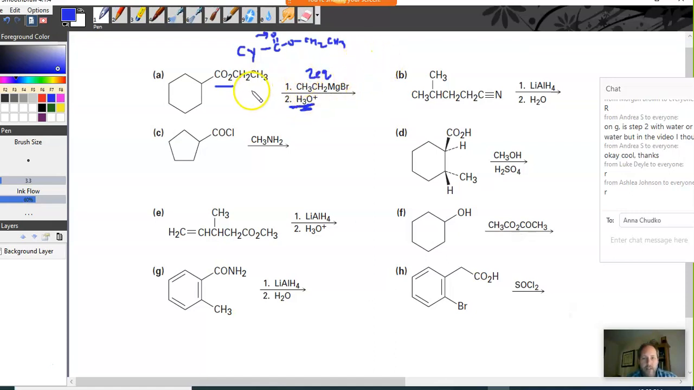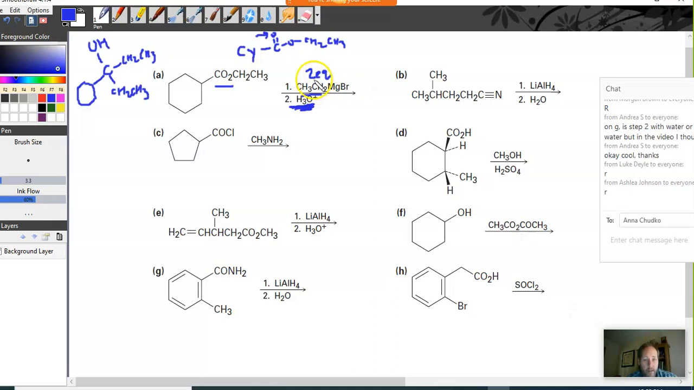So your final product is going to be a tertiary alcohol. I'll write it here on the side. You should have a cyclohexyl, you'll have your oxygen with an H, and you'll have an ethyl group here and an ethyl group here. Does that make sense? In case you were confused about how many equivalents, this is how you know it's two equivalents.